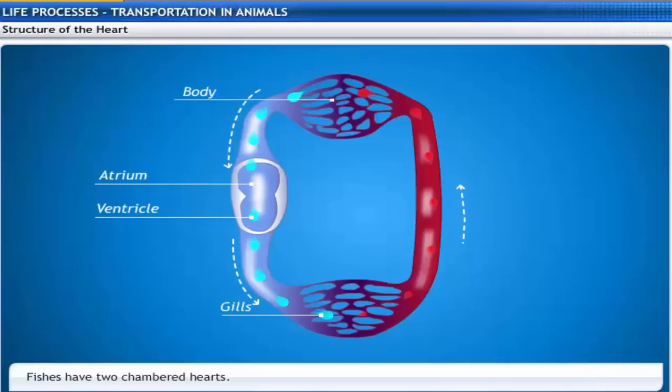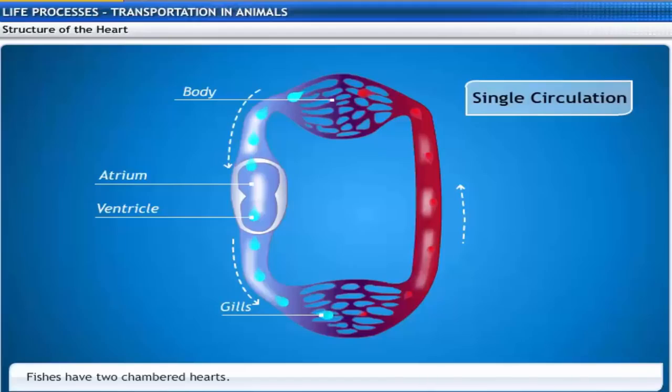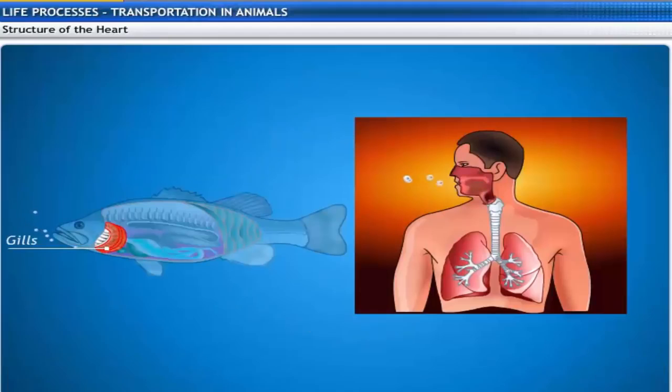Therefore, this type of circulation is known as single circulation. Fishes are able to extract 80% of the oxygen contained in water passing over their gills. Human beings, on the other hand, can extract only about 25% of oxygen from inhaled air.